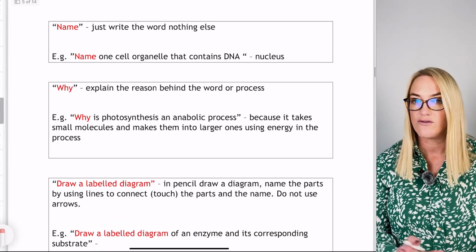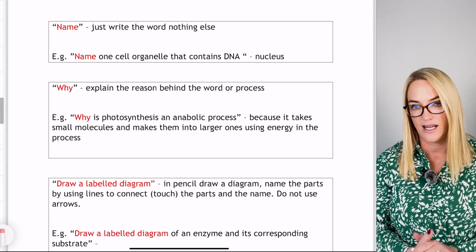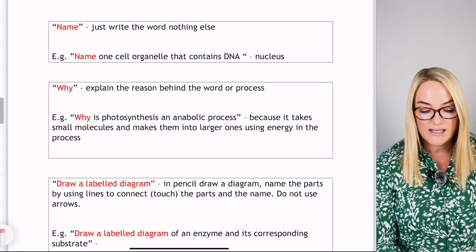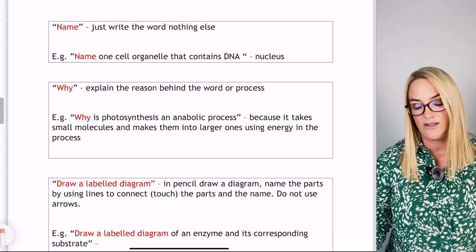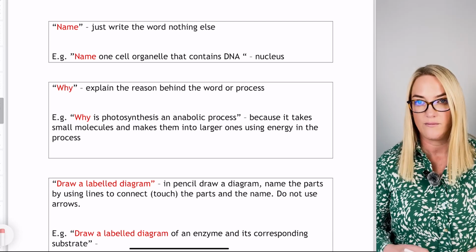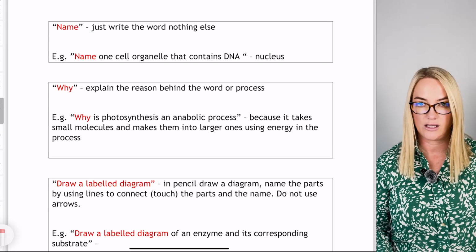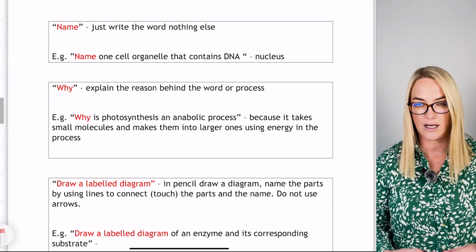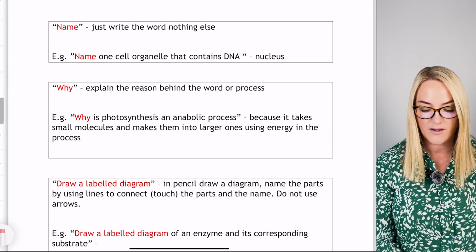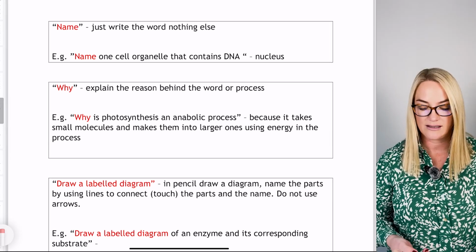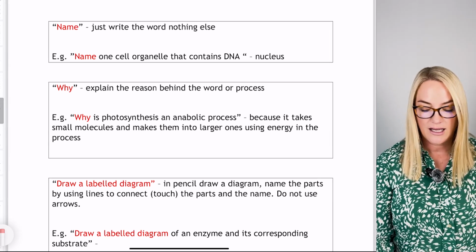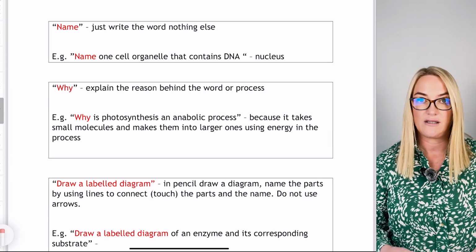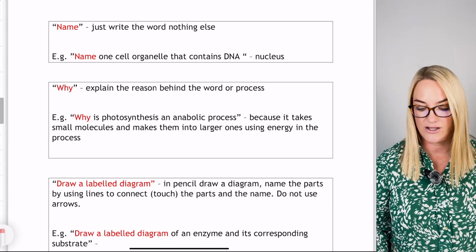Name. So just write the word, you don't need to write anything else. So name one cell organelle that contains DNA, nucleus. Why? Explain the reasoning behind the word or the reasoning behind that process. So why is photosynthesis an anabolic process? It's an anabolic process as it takes smaller molecules and makes them into larger molecules and requires energy for this to be done.